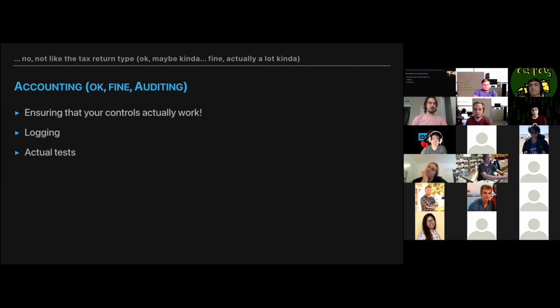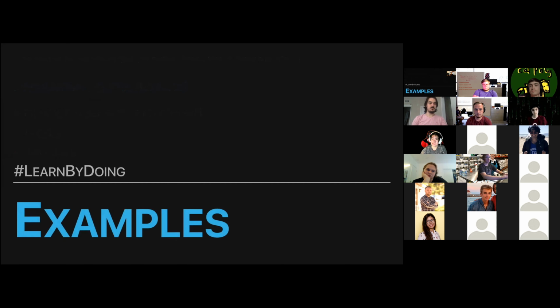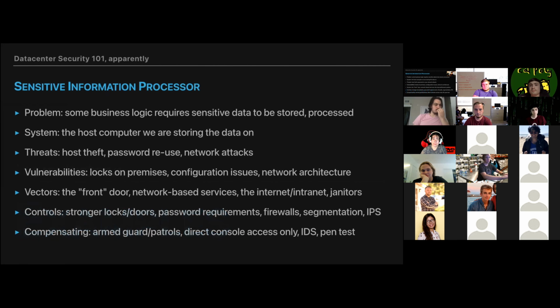So that's all I have as far as the way we kind of get there. And now I have a few examples that will hopefully make what I said a bit clearer if it wasn't clear enough. So our first example is sensitive information processing.